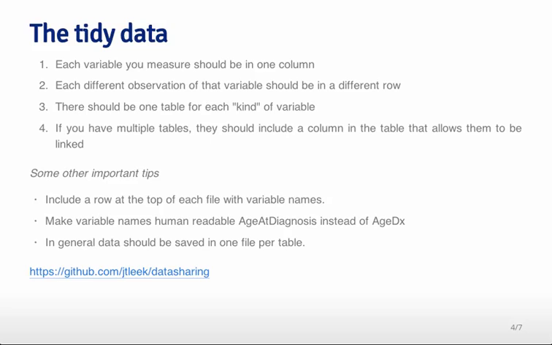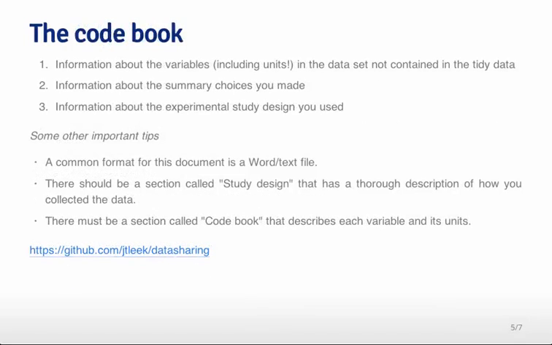A couple of other important tips that I've found have saved me a lot of trouble in the past is if you include a row at the top of each file with variable names. Sometimes this won't always appear in a tidy data set, but it's much more useful if they are. It's also much more useful if the variable names are human readable. So for example, if you use something like age at diagnosis for a column name as opposed to something like age dx, which might be a little bit more confusing and hard for people to read. So it's better to err on the side of being more explicit. And in general, data should be saved in one file per table. So it's a habit of some people to save data in multiple Excel spreadsheets within a single Excel file. And so it's a better idea to save each spreadsheet in a different file. So we'll talk about that in the class.